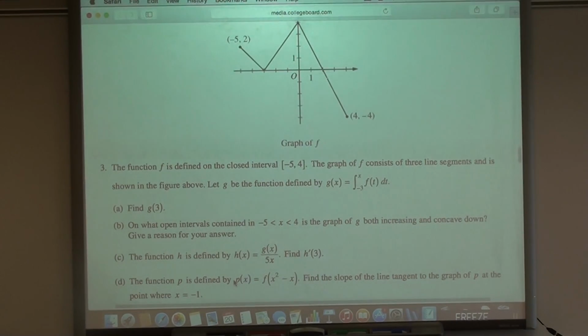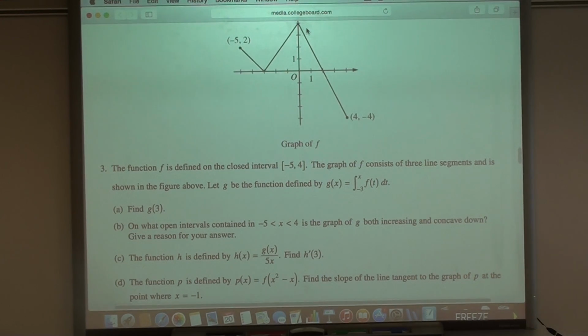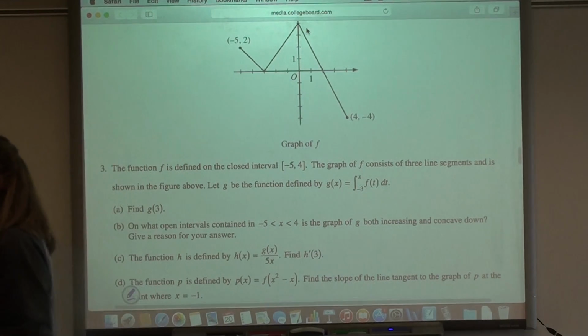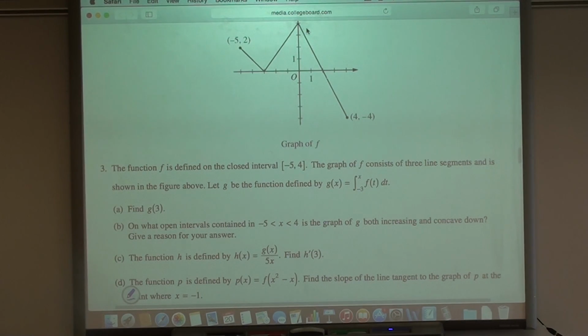This is 2014 problem number 3. There was one theorem that you really needed to know in order to be successful with this problem. Everyone know what theorem that was really helpful? Yes, Paul? Is it the fundamental theorem of calculus? It was the second fundamental theorem of calculus, absolutely, SFTC.